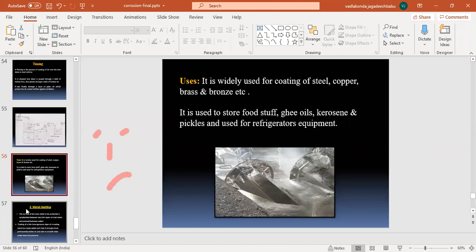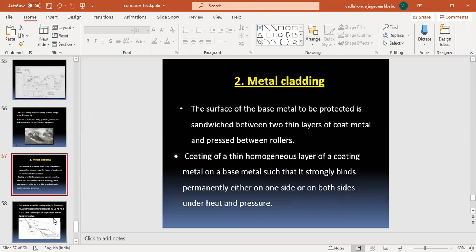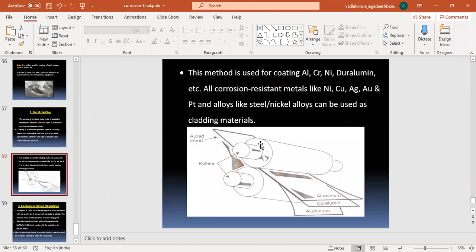Now coming to the metal cladding. Metal cladding is generally known as metal sandwiching. Metal sandwiching means, like how we prepare a sandwich, we keep both the bread slices on top and bottom, and between the bread slices we keep whatever material we want, like foodstuff, and if we press that, we get our sandwich. In the same way, here also, for example, this is aluminum sheet. Here this aluminum sheet is acting as the coating metal on both sides of the base metal.